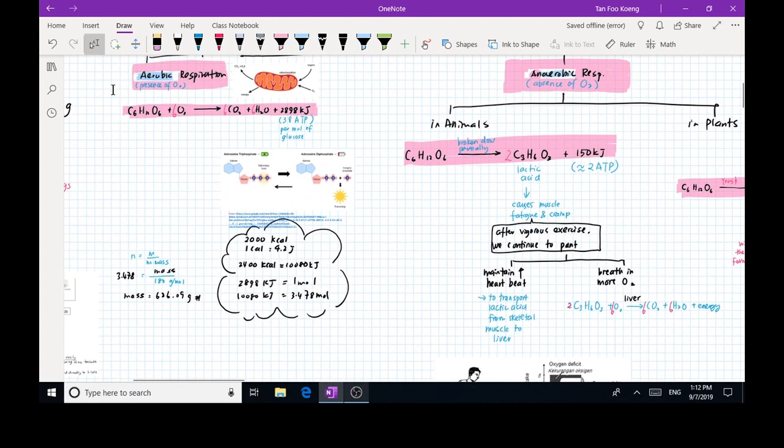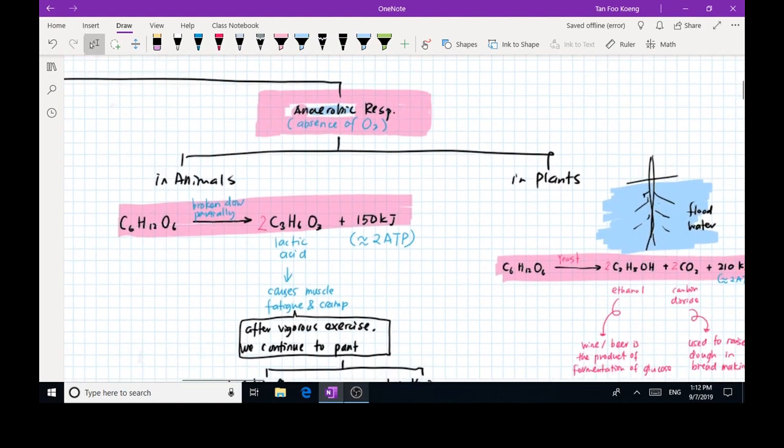Alright, so this is the first part about aerobic respiration. Aerobic exercise means the exercise that requires oxygen, so aerobic respiration is the respiration that requires oxygen. Now, next one would be anaerobic respiration.